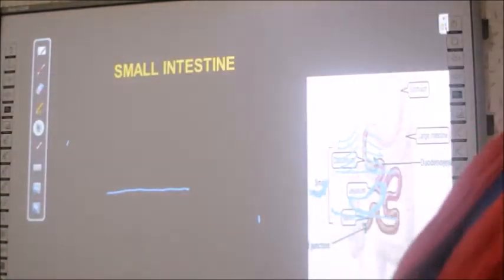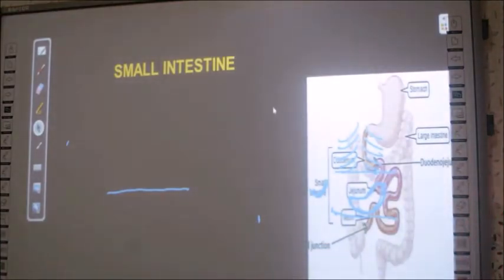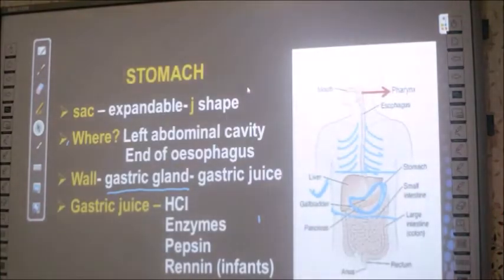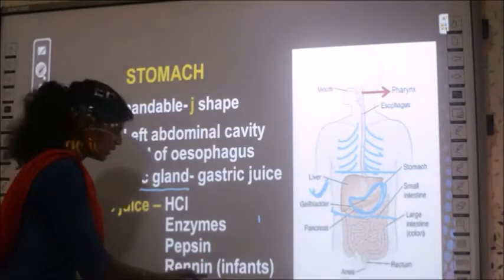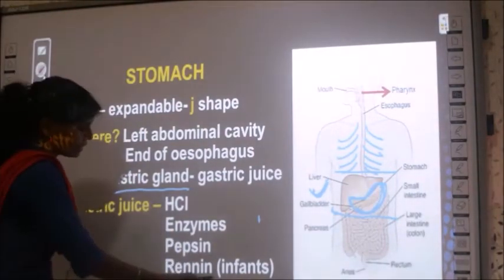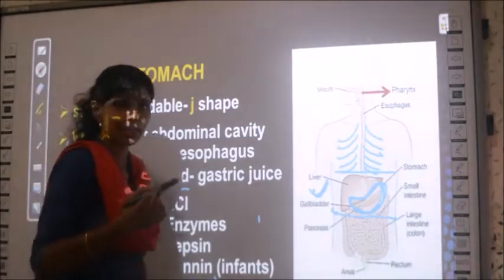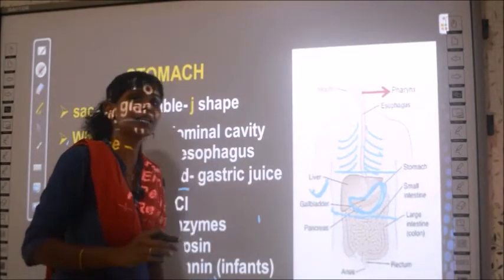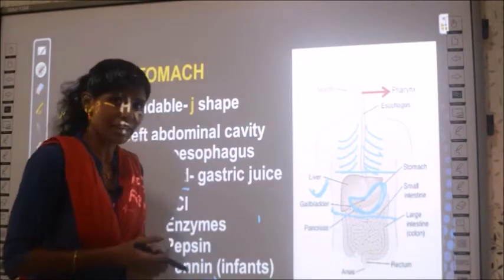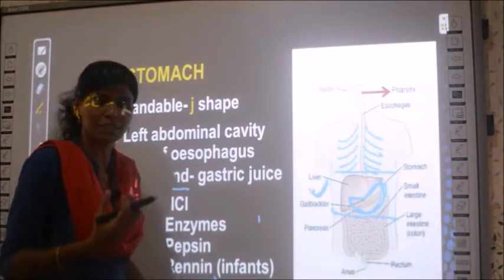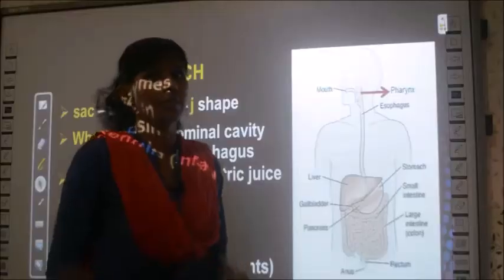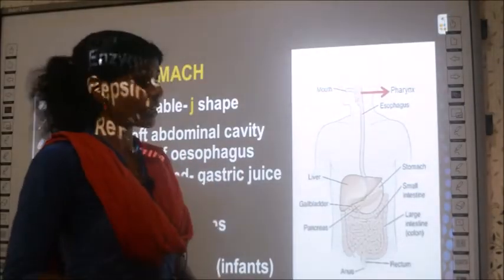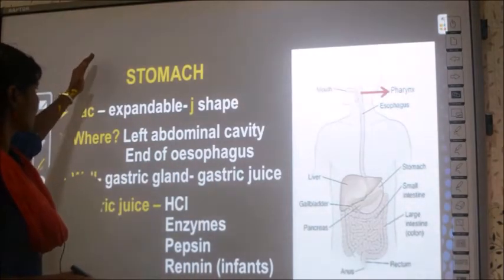So you have something special in renin. What is that? Renin is present only in the infants. What is the speciality of renin? Renin is present only in the infants. Why? Renin is a substance which can digest milk. Okay. So next we will study the structure of the small intestine.